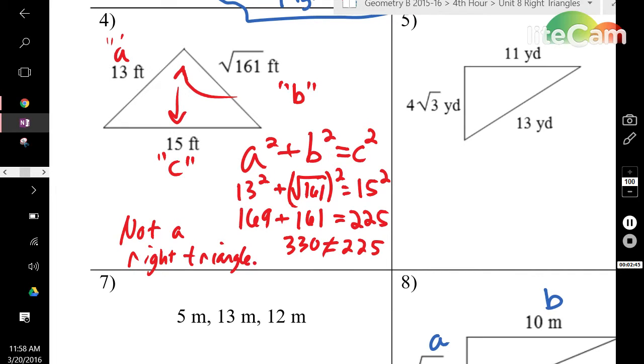So if the statement is true, it is a right triangle. If the statement is not true, it is not a right triangle.